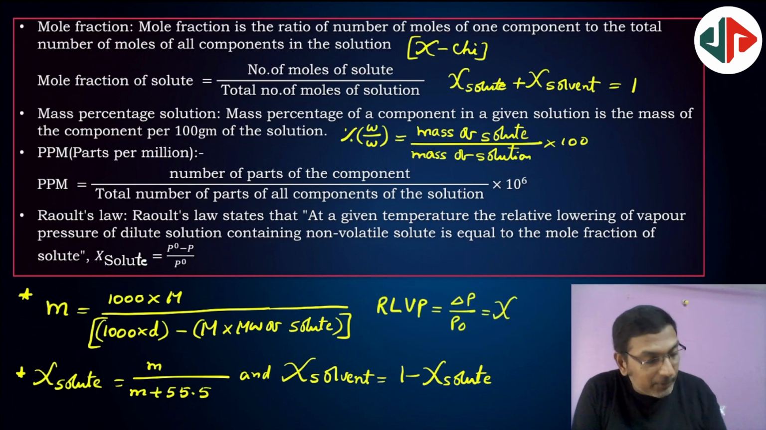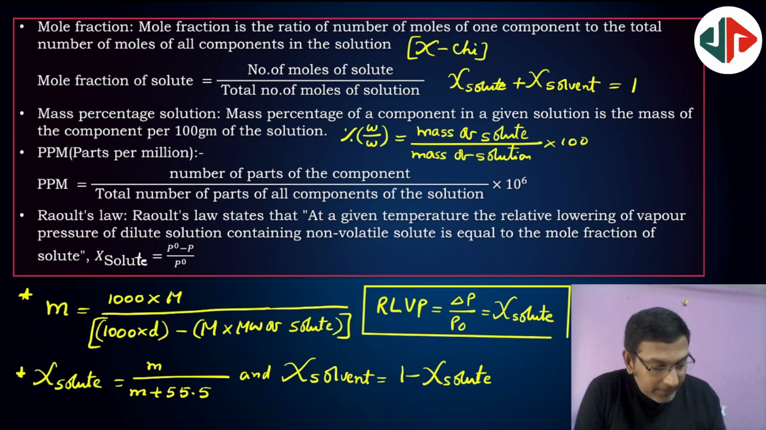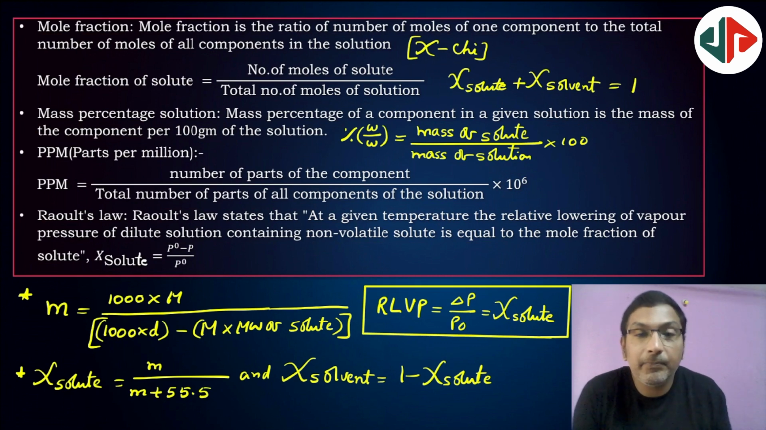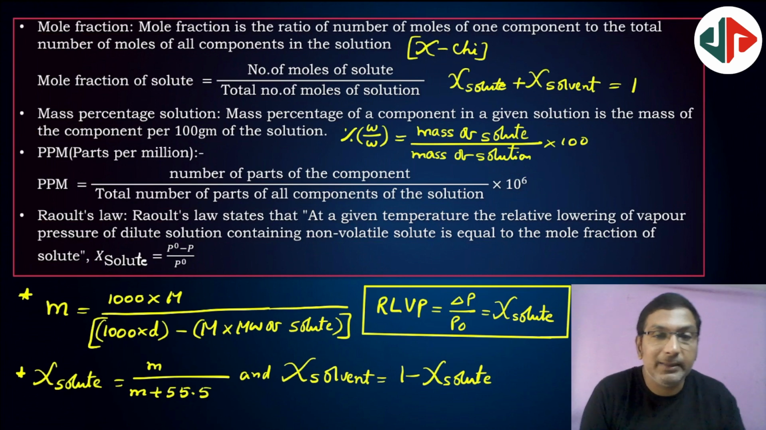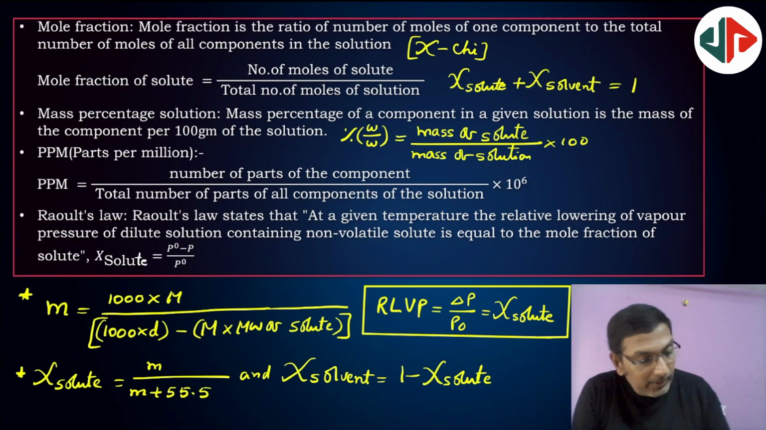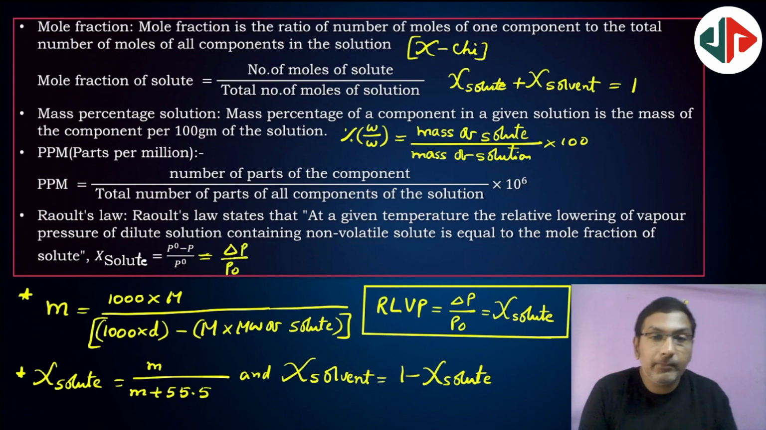So very, very important formula. Mole fraction of solute. This is Raoult's law in case of non-volatile solute in volatile solvent. Here we can write like this, delta P by P naught.